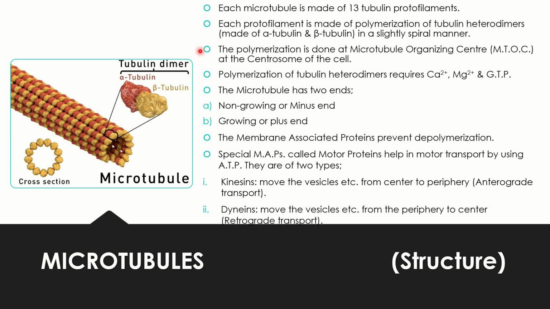Now some of the biochemical aspects. Each microtubule is made up of 13 protofilaments. See, this is a microtubule, and this is a cross section of a microtubule, the transverse section which we have studied in the previous presentation. It is made up of 13 units. We can count from here: 1, 2, 3, 4, 5, 6, 7, 8, 9, 10, 11, 12, 13.